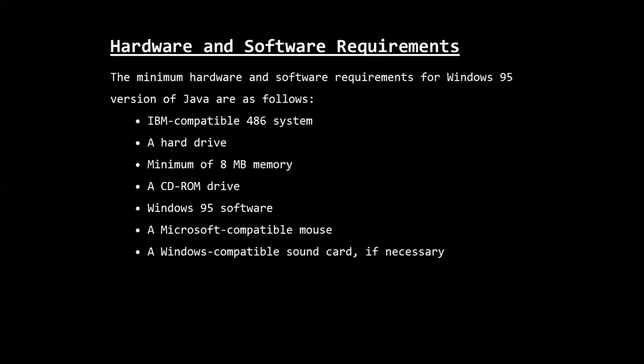The minimum hardware and software requirements for Windows 95 version of Java are as follows. IBM-compatible 486 system. A hard drive. Minimum of 8 MB memory. A CD-ROM drive. Windows 95 software. A Microsoft-compatible mouse. A Windows-compatible sound card, if necessary.